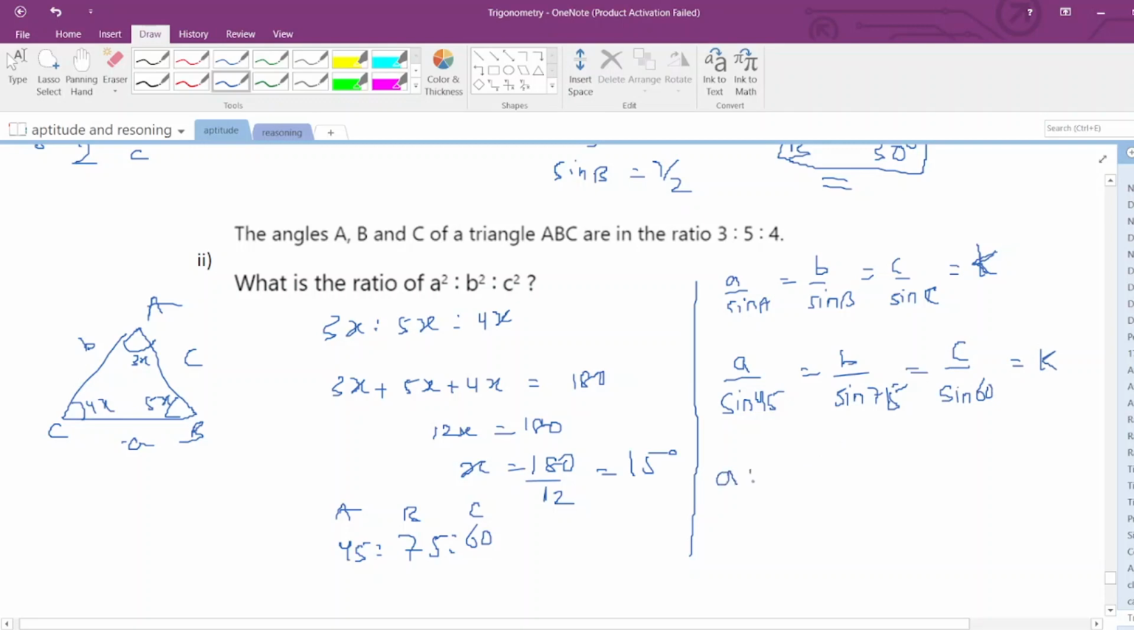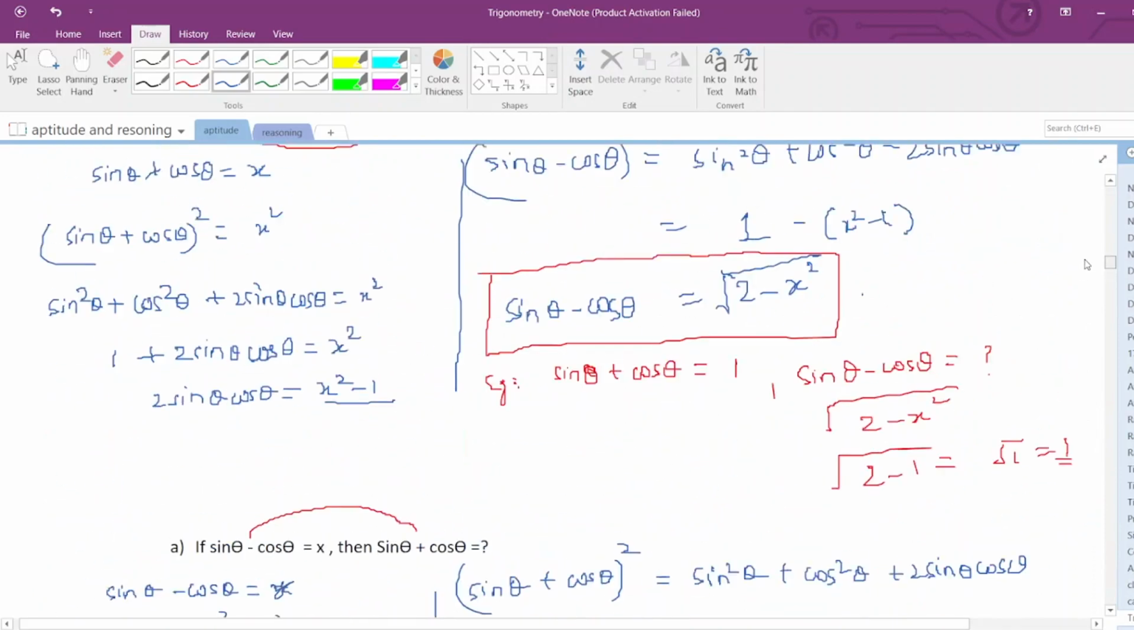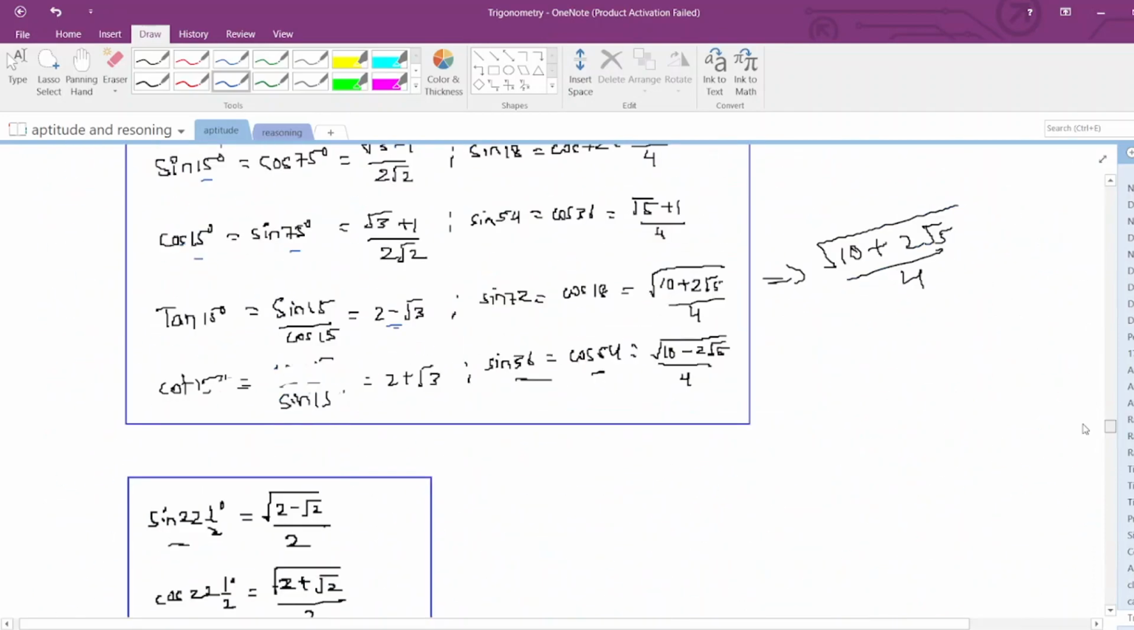But now a is to b is to c becomes what? k into sin 45 is to k into sin 75 is to k into sin 60, correct? So now a is to b is to c, substitute the formula, substitute the values: sin 45 is 1 by root 2. So 1 by root 2 k is to sin 75. What is the value of sin 75? We should remember that one. So sin 75 is equal to root 3 plus 1 by 2 root 2.